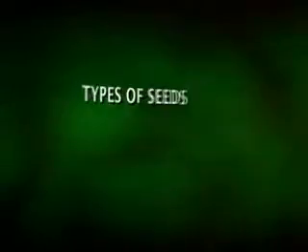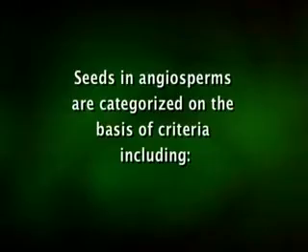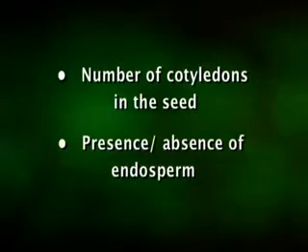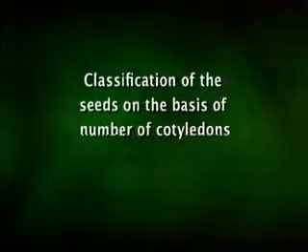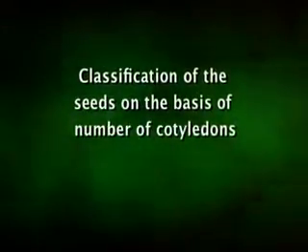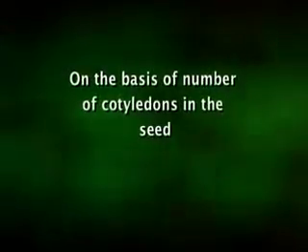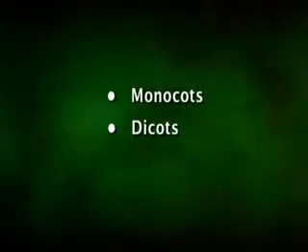This was about the types of endosperm. Now we'll talk about types of seeds. Seeds in angiosperms are categorized on the basis of criteria including, first, the number of cotyledons in the seed, and second, the presence or absence of endosperm. The classification of seeds on the basis of the number of cotyledons: angiosperms are differentiated into two important groups on the basis of the number of cotyledons in the seed. Number one is the monocots and number two, dicots.